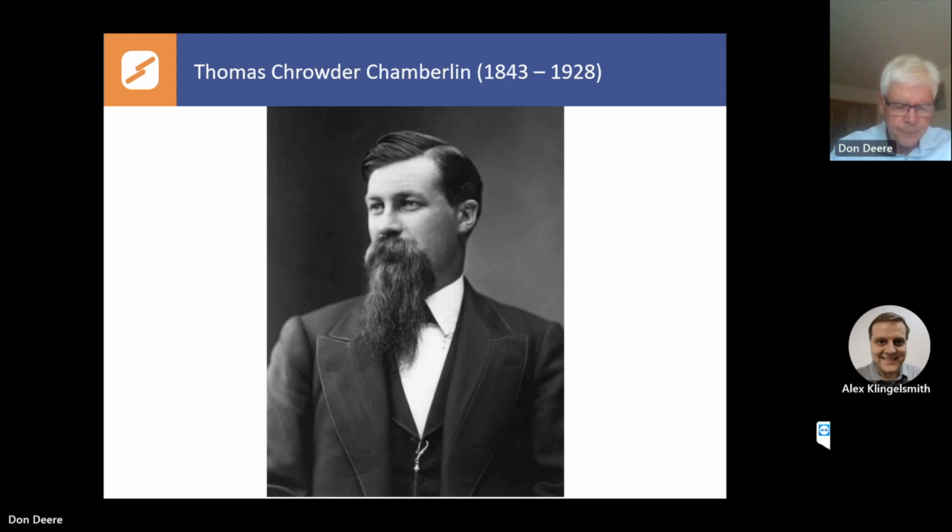Chamberlin used his studies of glaciers, his mapping of glaciers in southern Wisconsin, and his observations of various glacial episodes to theorize that when CO2 was low, temperatures were low, and hence those were the glacial periods. And when carbon dioxide was high in the atmosphere, those were milder climates.